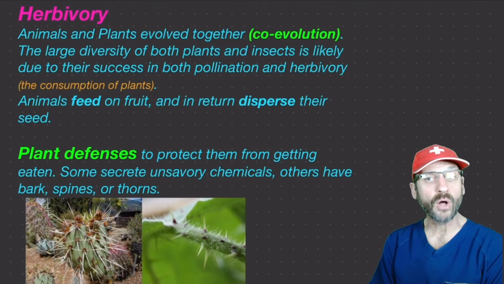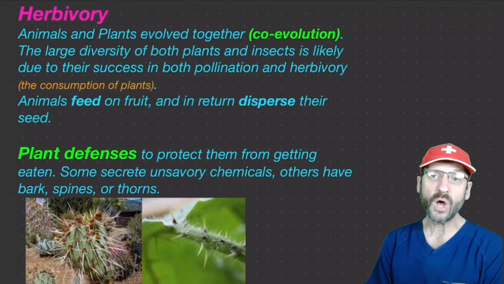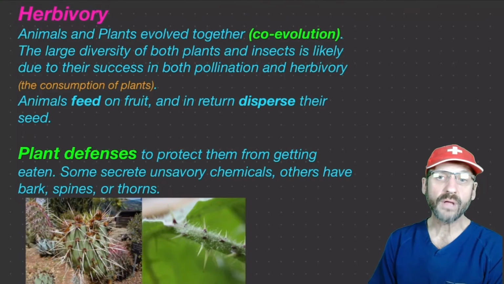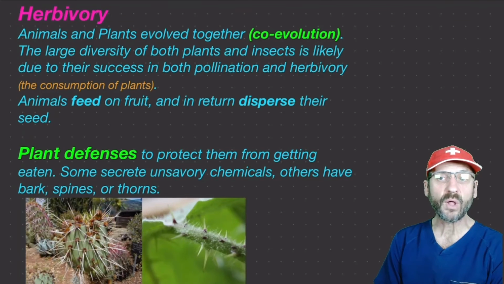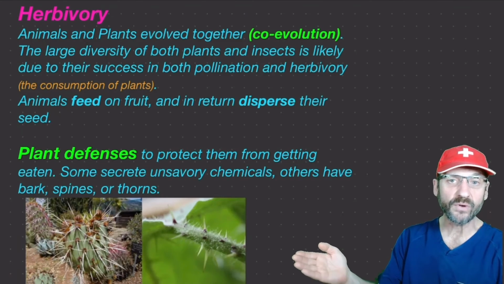Plant seeds also need defenses to protect them from getting eaten. Since they cannot outrun predators, they develop other defenses. Acorns and unripened persimmons, for example, are high in alkaloids and unsavory. Other plants protect themselves with bark or spines and thorns, as you can see over here.